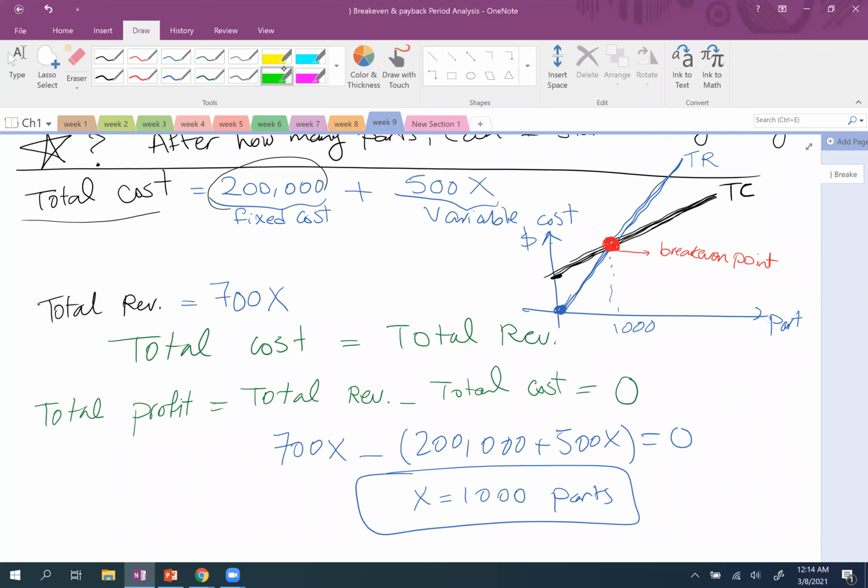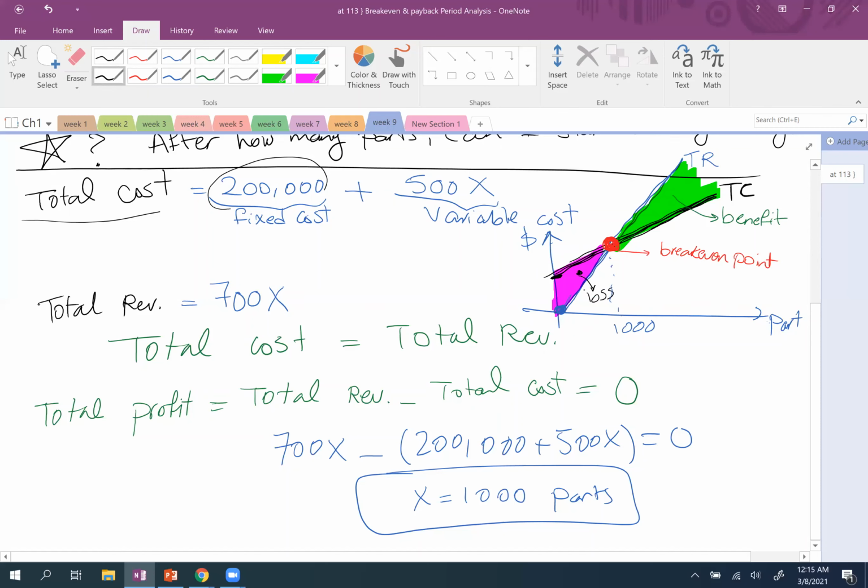If you produce any number of parts greater than 1,000, you will be in the green zone. And if you're in the green zone, it means that you are making money, so you will have some benefits on this side. On the other hand, if you produce anything less than 1,000, for example, 500 units or 900 units, this is the area at which you will have your loss.